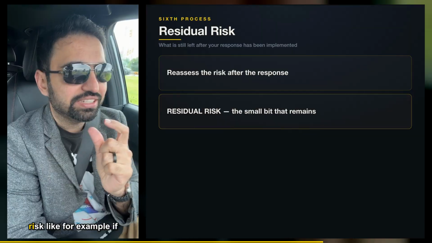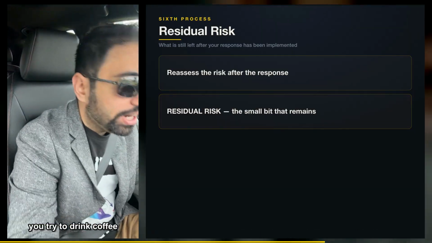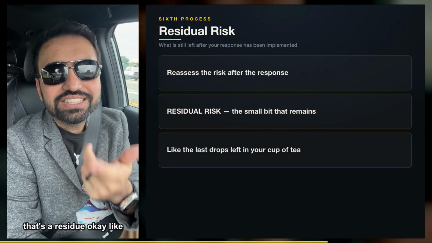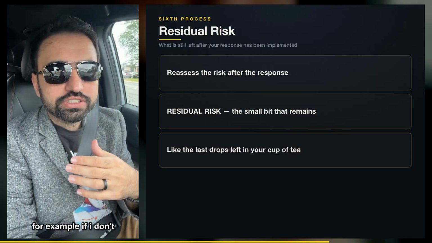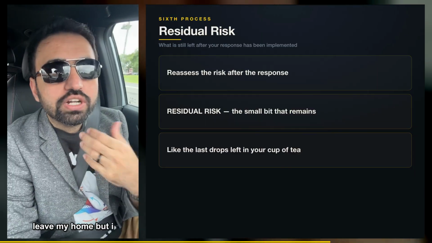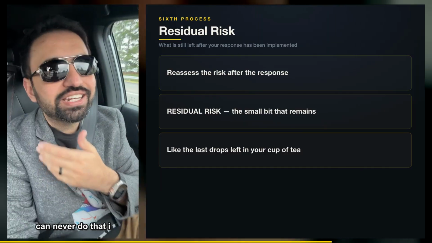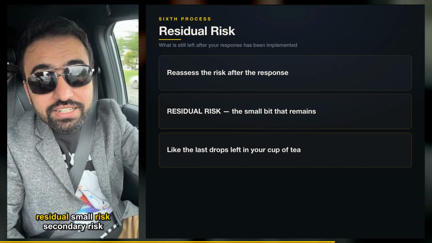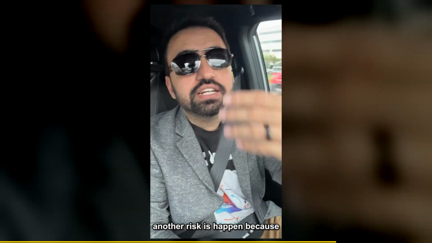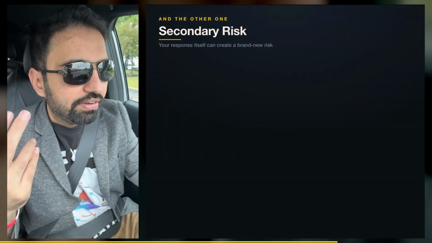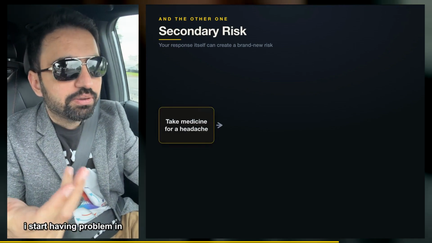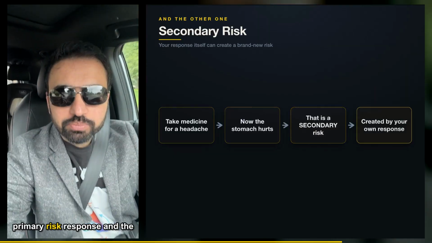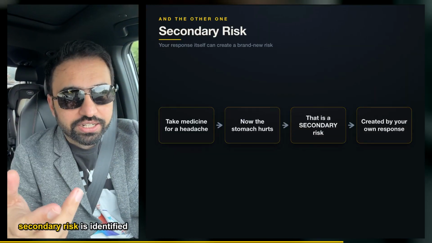What are the remaining risks? For example, if you drink coffee or tea, still some small tea or coffee is left. That's a residual. Or, if I don't leave my home, I can avoid an accident, but I can never do that. I accept that risk. That's a residual small risk. Secondary risk: you do one thing, and another risk happens because of that. I have a headache, I take a medicine, and I start having a problem in the stomach. So that's a secondary risk. You implement a primary risk response and a secondary risk is identified.